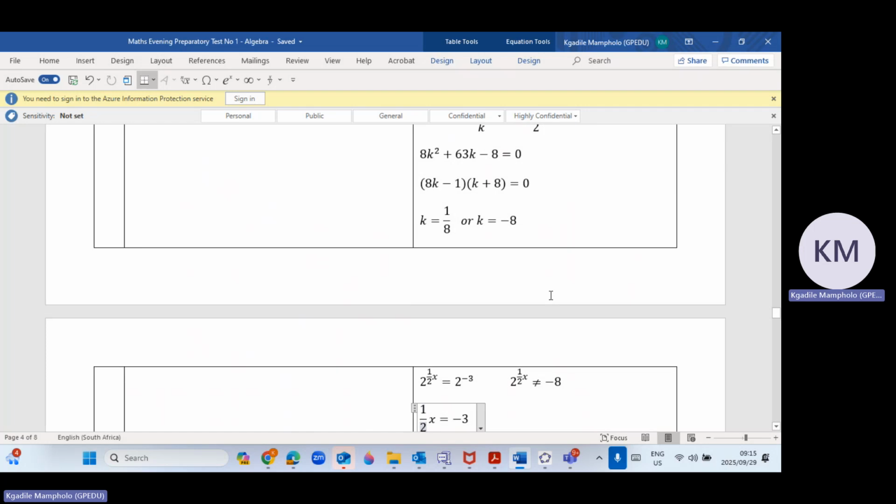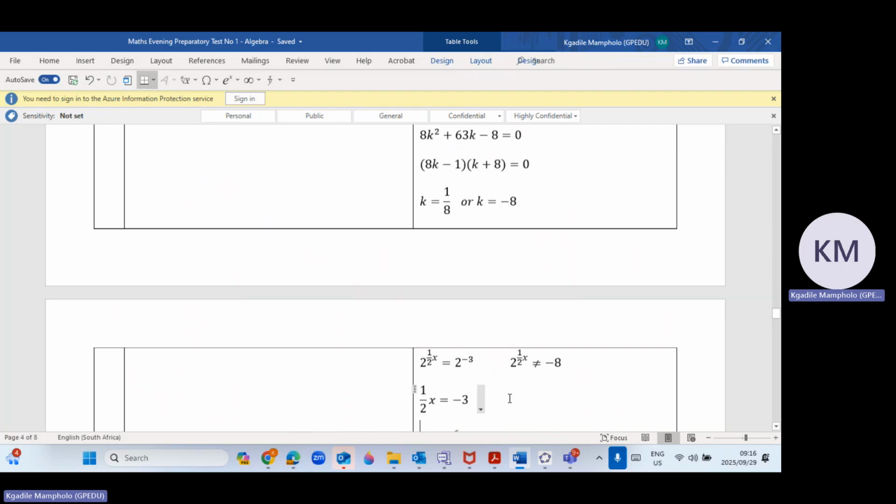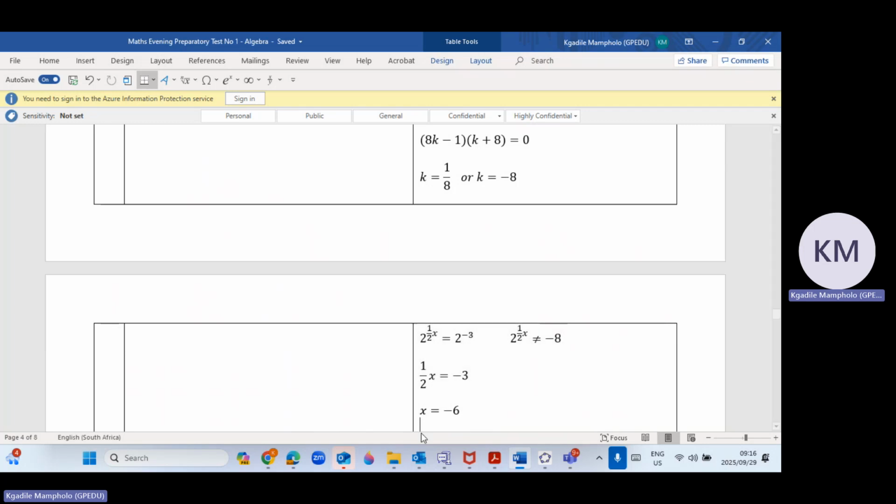Then we are not solving for k, we are solving for x. Then you return 2 to the power half x where there's k. You substitute it where there's k. Then you make the bases the same. Here you reject it because, like I told you, when you solve exponential equations, if the bases have opposite signs, then you reject it. There's no solution here. Then here half x, because if bases are the same, exponents are equal. Now half x is equal to negative 3, then x will be negative 6.